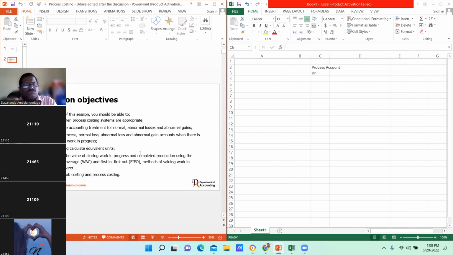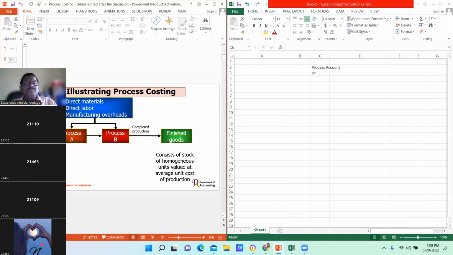Basically, throughout this lecture, we will discuss the accounting aspects of process costing. We will discuss the concept of normal loss, abnormal gain, equivalent units, and we will be preparing the process accounts under two methods: the weighted average cost method and the FIFO. That is the session outcome.